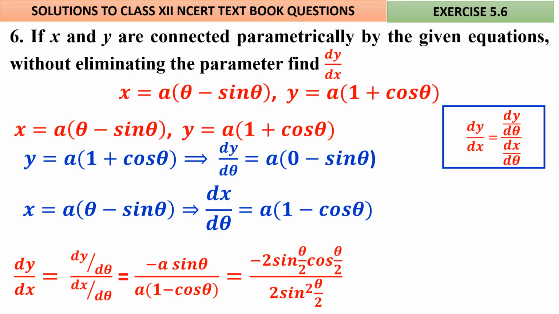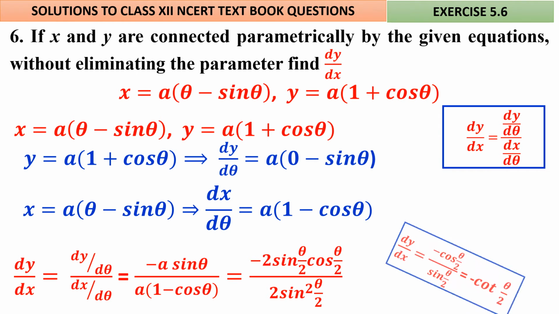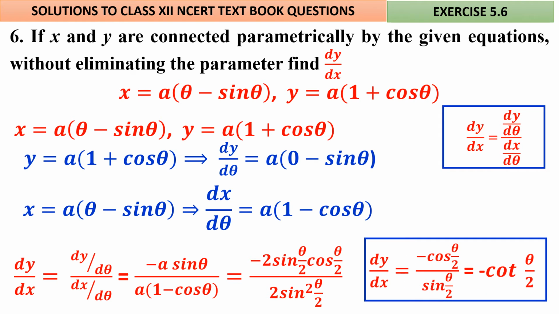Sin theta can be written as 2 sin theta by 2 cos theta by 2, because sin 2 theta is 2 sin theta cos theta. Here we are using the formula of submultiple angle. And similarly, 1 minus cos 2 theta is 2 sin square theta, but here it is only theta, therefore using submultiple angle, 2 sin square theta by 2. Sine and sine will get cancelled, 2 and 2 will get cancelled, and you will get minus cos theta by 2 by sin theta by 2. So the final answer is minus cot theta by 2.